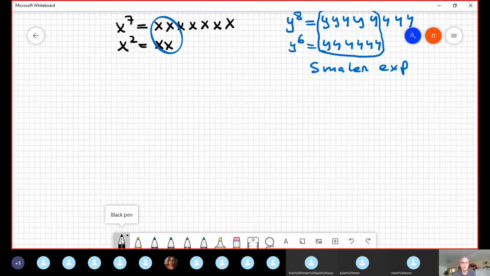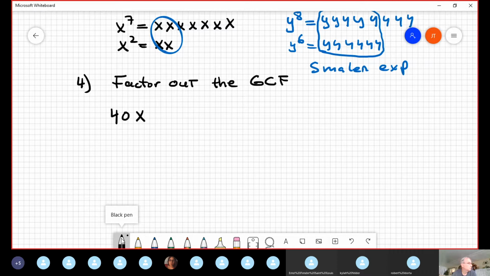Okay, now let's go to example 4. Example 4 says, factor out the GCF. And our expression is 40x to the 7 power, y to the 8 power, plus 72, x to the 7 power, y to the 6 power, plus 72 again. It's a repetition, the same number, okay? x to the 4 power, y to the cube power.